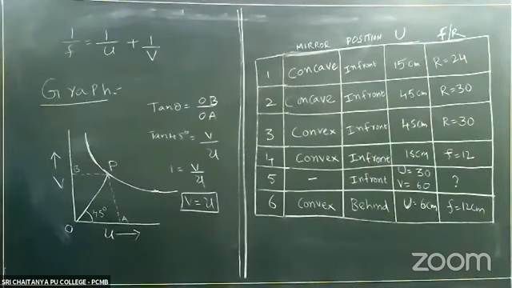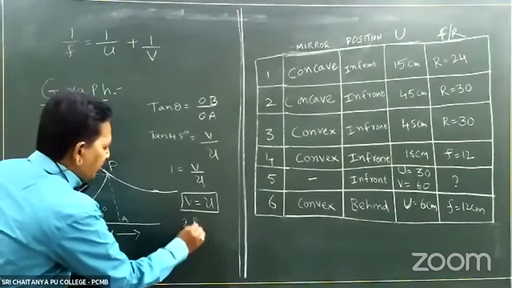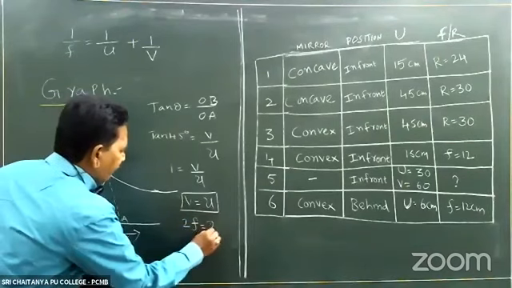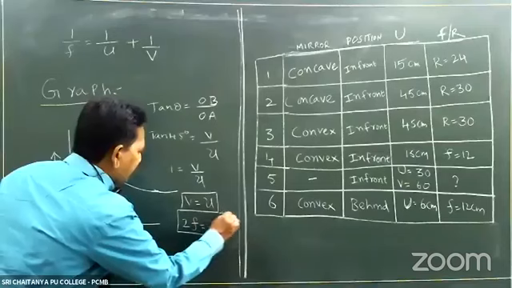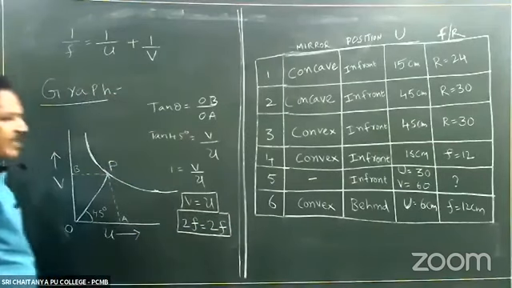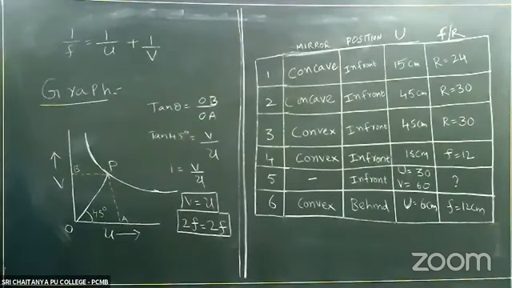Center of curvature means P to C. That is nothing but R. R is nothing but 2F. So U value is equal to 2F. V value is also equal to 2F. Object distance is 2F. Image distance is 2F.